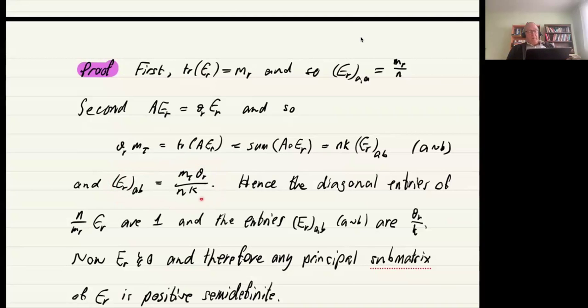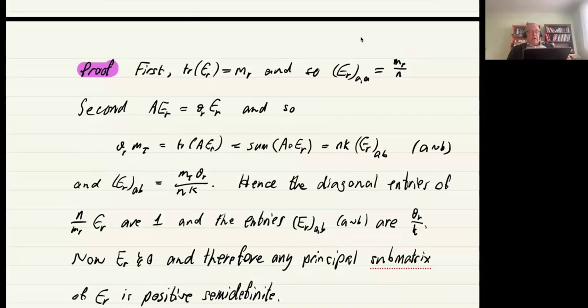Now, the point that helps us here is that we've got this mess, but we've got this m_R in here, and that's going to play effectively no role. So I'm going to look at the matrix n over m_R times E_R. Its diagonal entries are 1, and the entries corresponding to adjacent pairs of vertices are equal to theta_R over k. So what's happening is once I do this scaling trick, if I look at the submatrix of E_R with rows and columns indexed by my clique, the diagonal entries are 1, and the off-diagonal entries are eigenvalue theta_R over k.